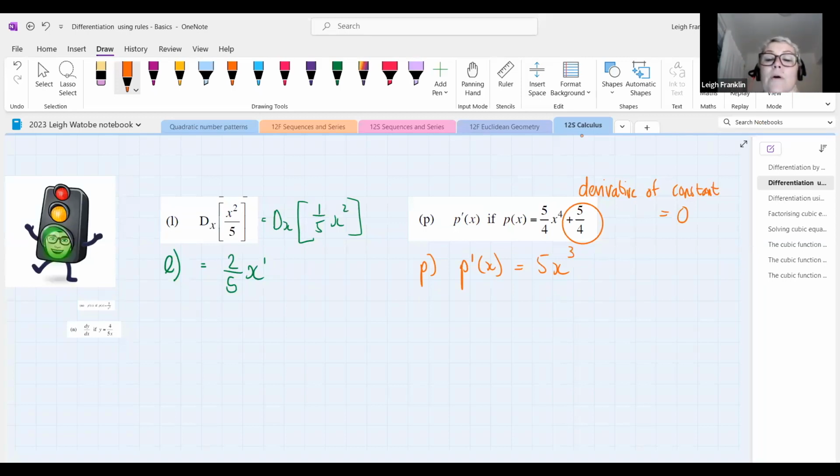Here we had to write p prime x, multiply our exponent with our coefficient. So 5 over 4 times 4 gives us 5, and then take away 1 from our exponent. The plus 5 over 4 becomes 0. Amahle, do we have to show the... No, you don't have to, Amahle. I was just writing it there to show that we've taken away 1, but it's not necessary to write.